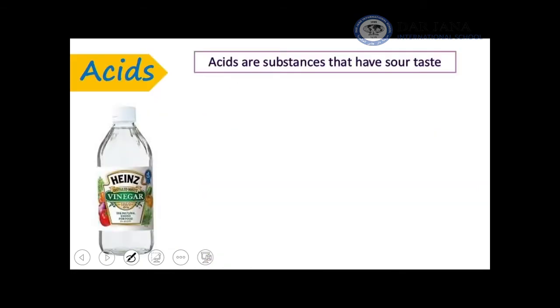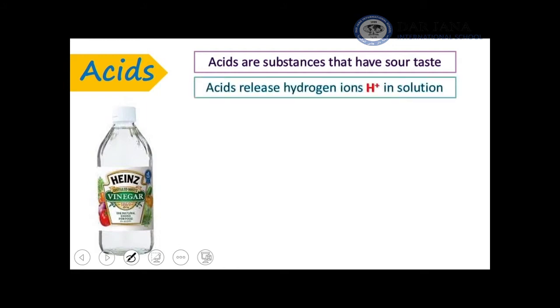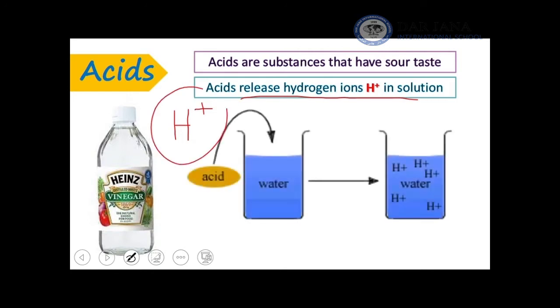So first let's start with the acids. Acids have a sour taste, and the reason for this is that they release hydrogen ions in solutions. Remember, hydrogen ions are hydrogen atoms which lost one electron, their only electron, so they make a hydrogen ion. So an acid, once it's dissolved in water, will release hydrogen ions.